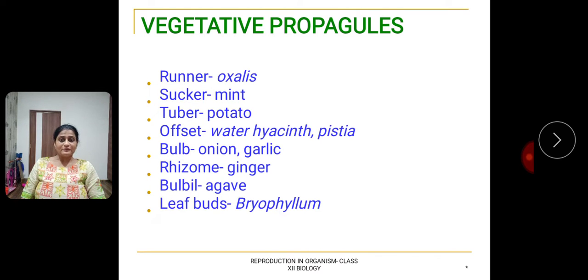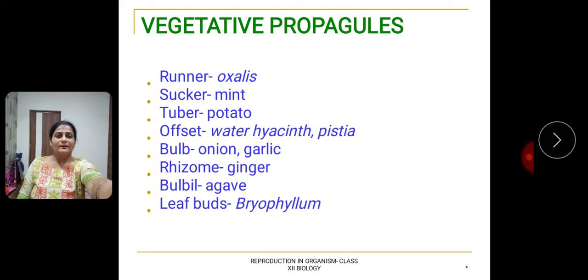Rhizomes are modified stems with buds and sufficient food storage in them. A small piece of rhizome containing a bud can give rise to a new plant. This method is used in propagation of plants like ginger, turmeric, banana, lotus and many more. Okay, now let us talk about bulb. Bulbs are highly reduced underground stems with a number of buds on them. Examples: onion, lilies, garlic, etc.